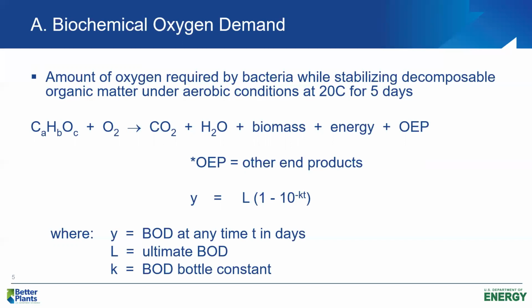And the biochemical equation that you see here, we let C sub a, H sub b, O sub c, that compound be a generic representation of the organic matter that can be in raw sewage. So we have organic matter plus oxygen being converted into CO2, water, biomass, energy, and what I like to call, you won't see this in any textbooks, but Dr. Moore likes to put it in there, OEP. OEP stands for other end products, because there are other end products that are produced that are not shown in that equation. So this kind of balances the left-hand side and the right-hand side.